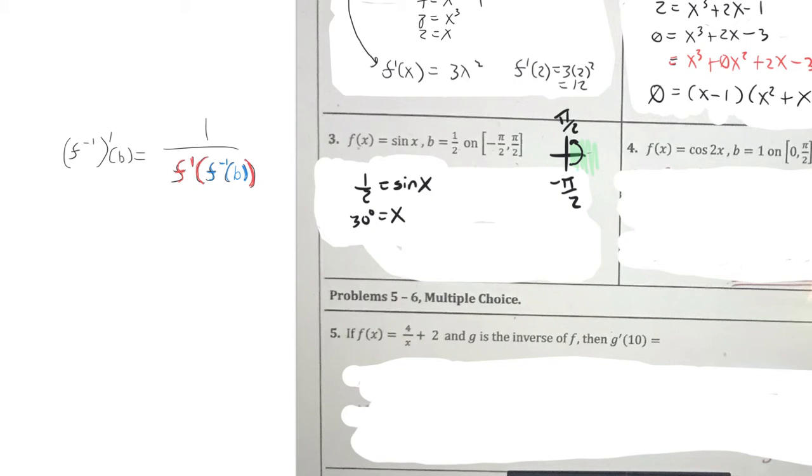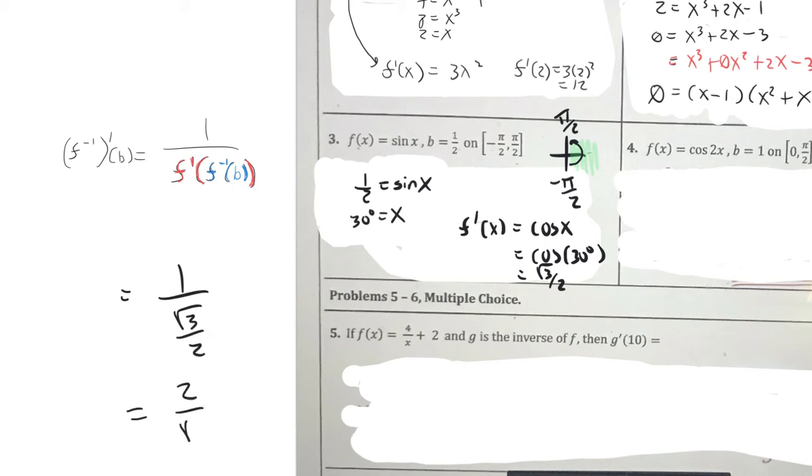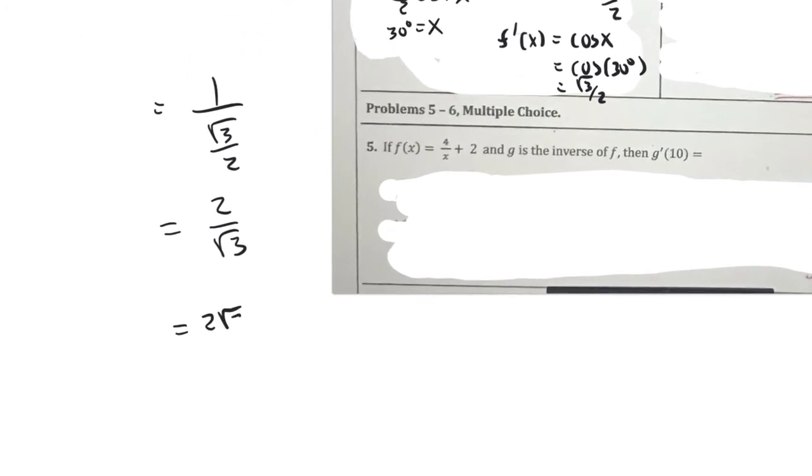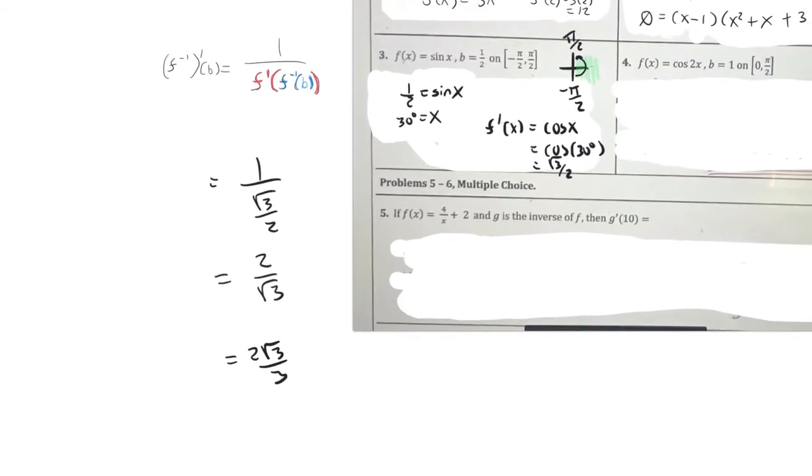So the derivative of the original function, I think my student recognizes, is cosine. So that's cosine of x, and it's going to be cosine of 30, therefore. Now, the cosine of 30 is radical 3 over 2. So ultimately, the answer would be 1 over radical 3 over 2, aka 2 over radical 3, aka 2 radical 3 over 3. And that should be the answer to problem number 3.